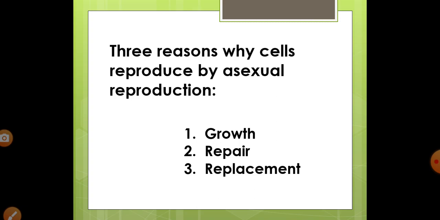Now, what are the three reasons why cells reproduce? It is a simple process of asexual reproduction in which one cell divides into two cells which are identical to the mother cell. There are three reasons: growth, repair, replacement. The growth of multicellular organisms is due to mitosis. Every multicellular organism multiplies by this mitotic cell division. Healing and regeneration also take place due to mitotic division.